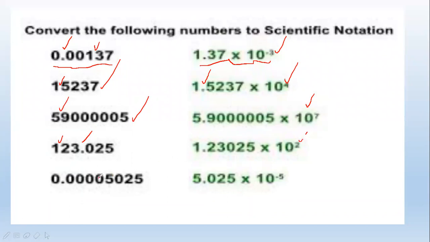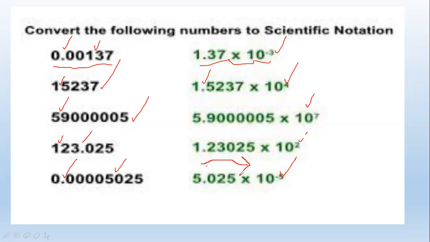And for this, this is the initial position of the decimal point. We want to shift it to the final location. How many places are there? 1, 2, 3, 4, 5. 5 places, so the power is minus 5, because you are moving the decimal from left to right.